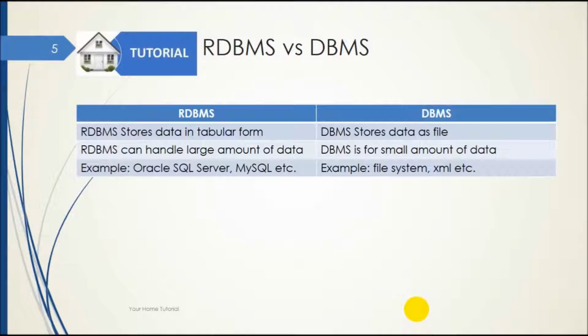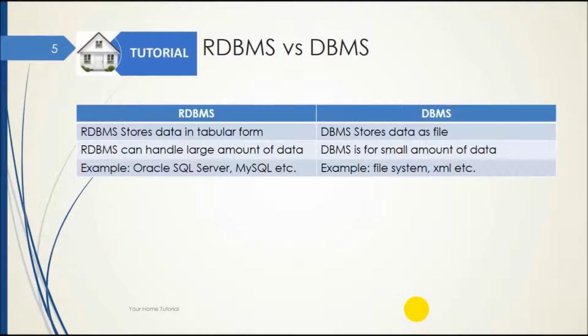Examples could be Microsoft SQL Server, Oracle or MySQL in case of RDBMS, or mainly, I will say, IBM DB2, for which SQL was originally developed. And DBMS uses file systems, XMLs, etc. So as you can see, DBMS uses a file system. It is said that RDBMS can handle a large amount of data, while DBMS is for a small amount of data.